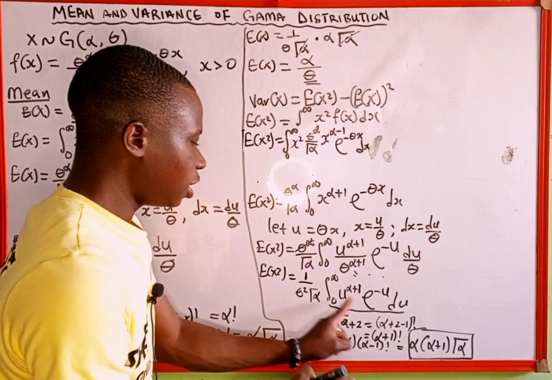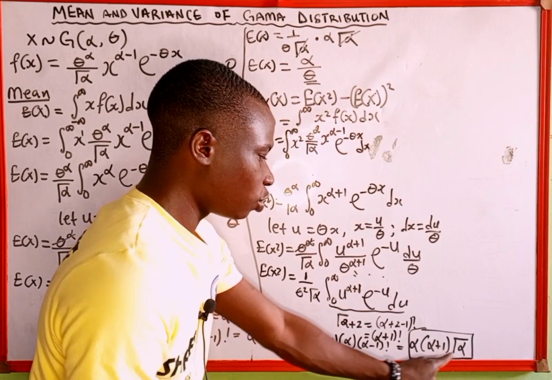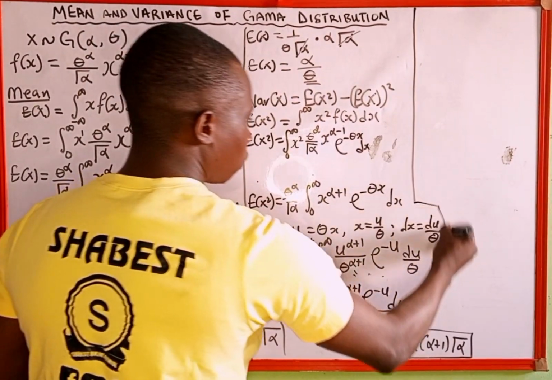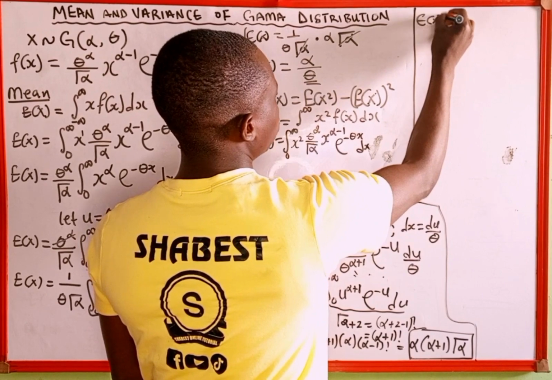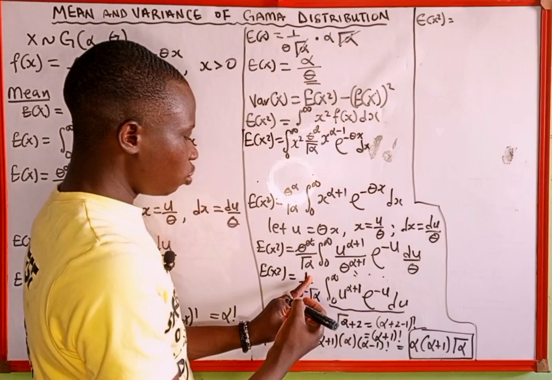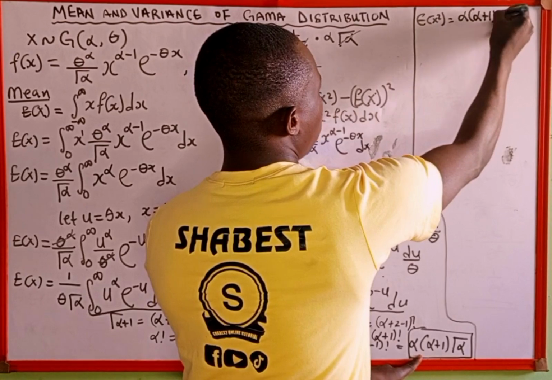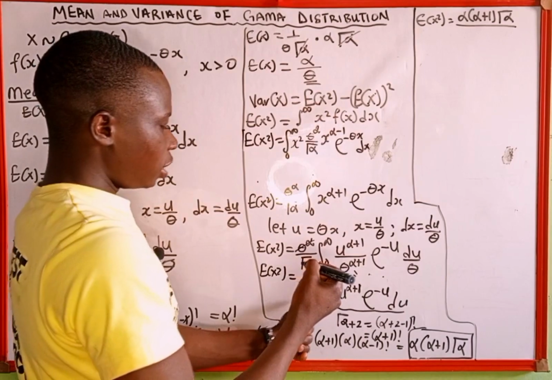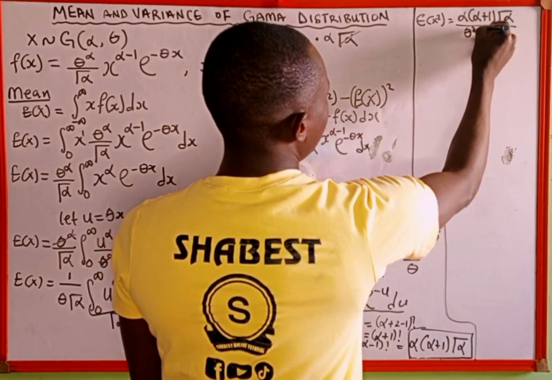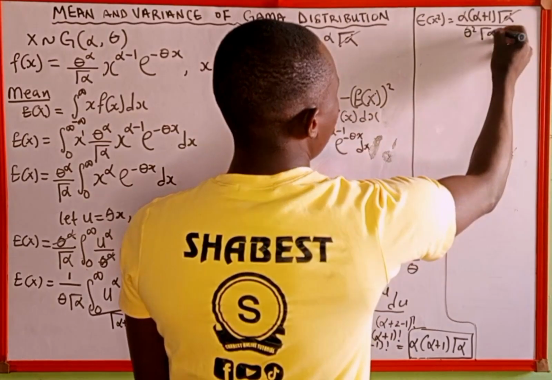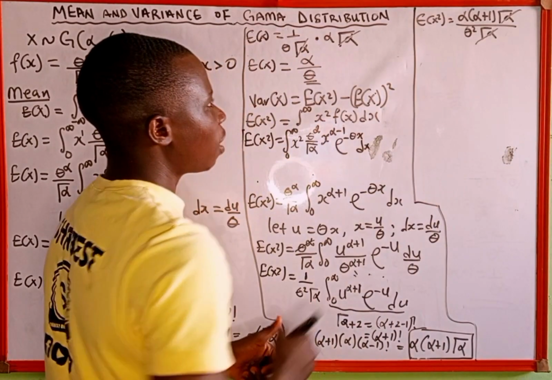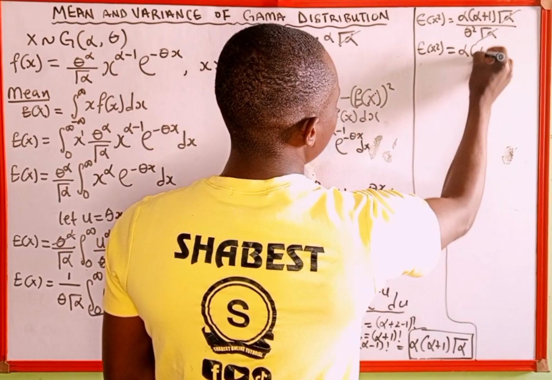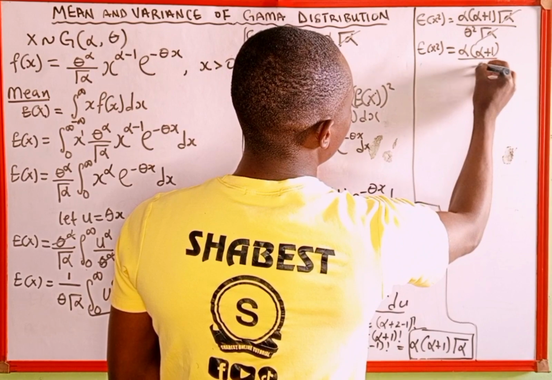So therefore, the whole of this is equivalent to this. We're going to replace it with alpha into alpha plus 1, then gamma of alpha. Then the expected value of x squared now will be equal to alpha into alpha plus 1, then gamma of alpha all over theta square multiplied by gamma of alpha. So this gamma of alpha is going to cancel out this gamma of alpha. So the expected value of x squared now will be equal to alpha into alpha plus 1 all over theta square.